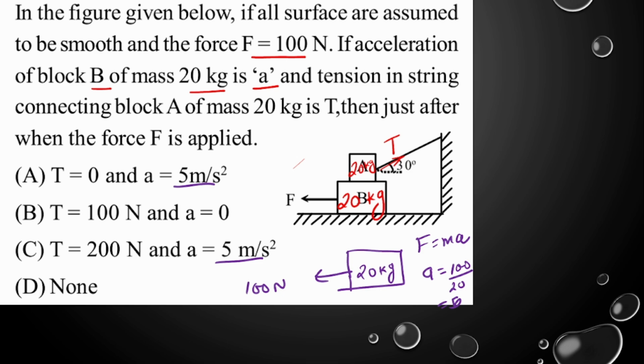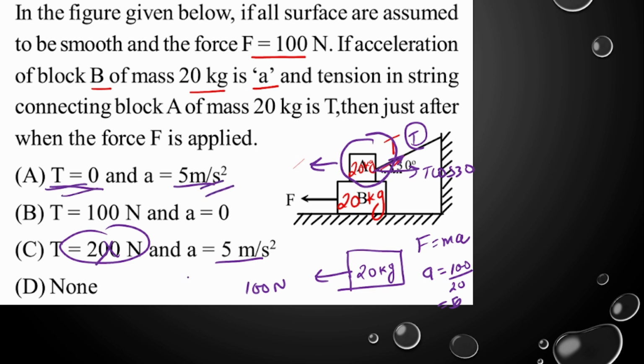Okay, what about tension? See, there is no net force acting on this in the horizontal direction. There is no such force which pulls this block in this direction. So force is absent. That means definitely the tension, this is T cos 30, T cos 30 will be 0, which means T will be 0. So there will be no tension. Tension is equals to 200 Newton, that is absolutely wrong. The tension will be 0 and acceleration will be 5.